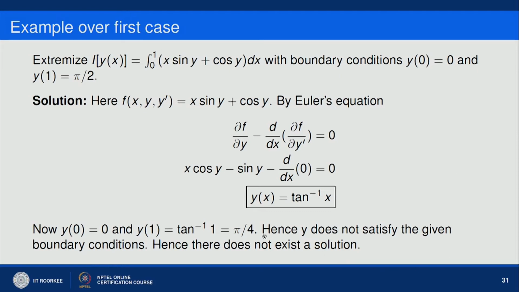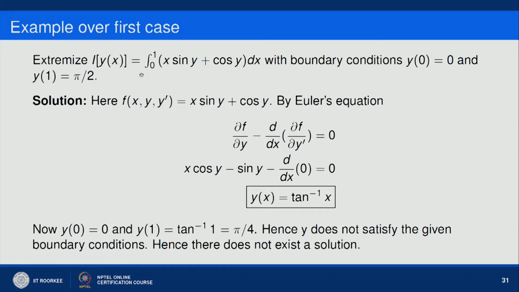But if you look here, if y1 equal to pi by 2 is replaced by, say, pi by 4, then the extremal y of x equal to tan inverse x passes through the boundary points, meaning (0, 0) and (1, pi by 4). So when the functional comes with the boundary condition defined at 1 as pi by 4, we can say we have a solution; otherwise, in this particular case we do not have any solution.